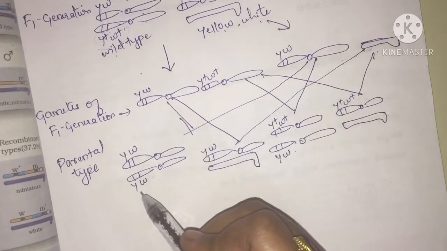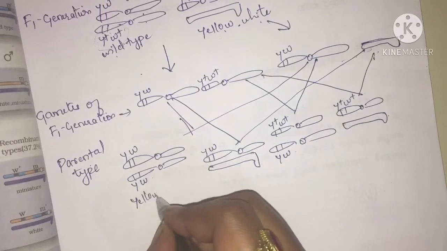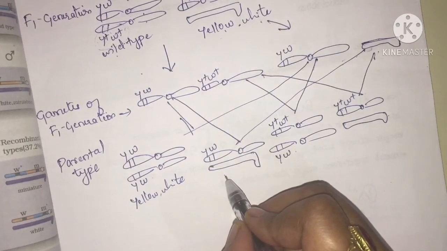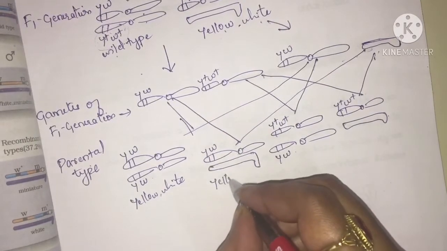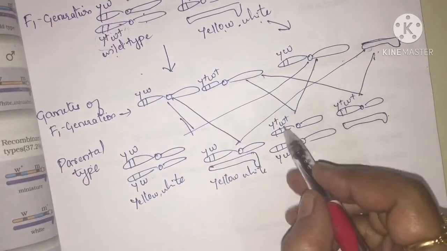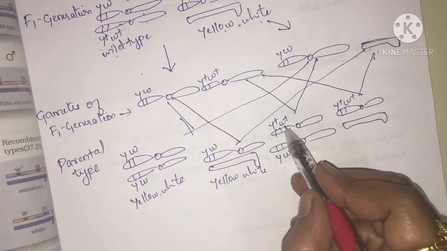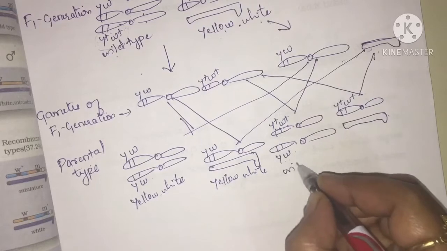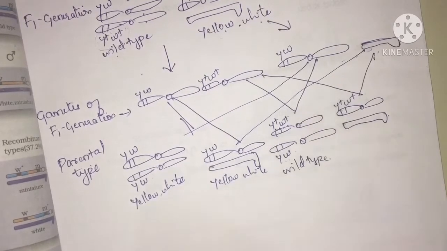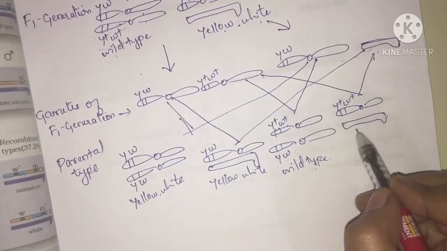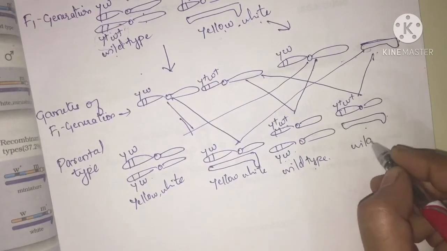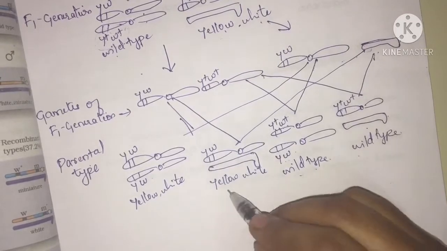So what we have, YW means this is yellow white, is it? YW and a male is yellow white. Y plus W plus and YW, because Y plus W plus is present, it is a wild type because it is dominant. Then comes this with the Y plus W plus, then definitely this is also wild type. So we got two wild type and two yellow white.